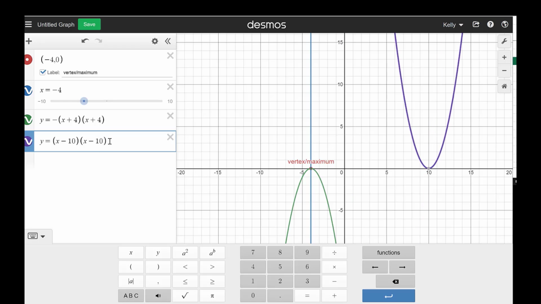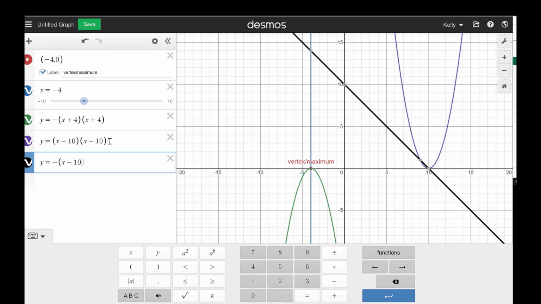So now I'm going to create another equation. It wants 3 other equations. First, let's put a negative in front of it. So y equals negative x minus 10 times x minus 10. All right. You'll see that. So there's one equation. It wants 2 more.